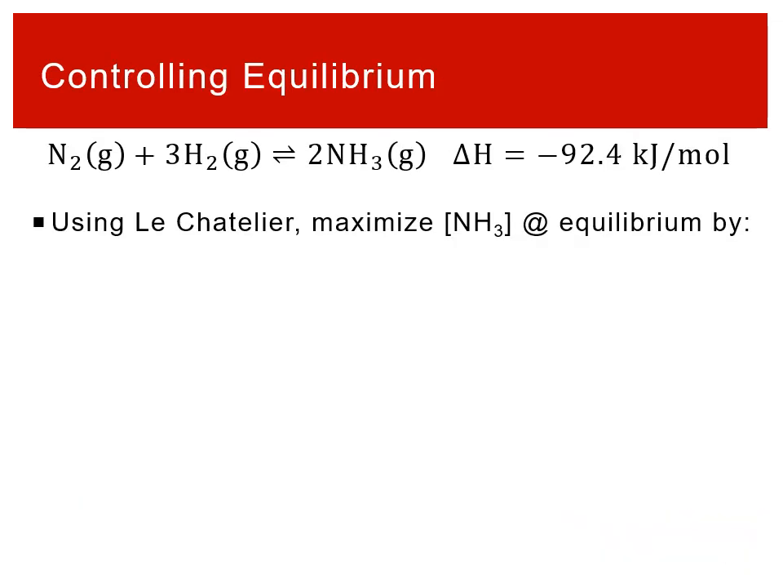So let's take a more analytical approach to this. I'm doing this reaction, nitrogen plus hydrogen makes ammonia, and I want to maximize the concentration of NH3 at equilibrium. So I'm trying to make more product. What I can do is add reactants. This comes from Le Chatelier's principle. We know if we want more product, add reactants, and the equilibrium will shift to make more product.